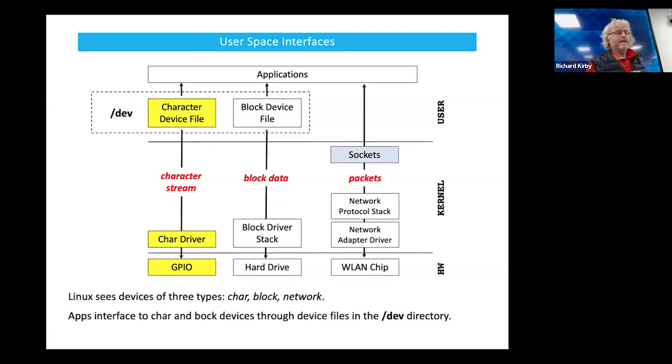Character devices and block devices, applications interface to them through what's called device files. And the device files live in your /dev directory. Network drivers, on the other hand, don't really have device files. They have sockets. Sockets are opened in a similar way to device files. So with device files, we have file descriptors that are used to reference a file, just like a normal file in Linux. With sockets, you have a thing called socket descriptors. But we're going to focus on character device drivers, because that's what we're going to use for accessing the GPIO pins on a Raspberry Pi.